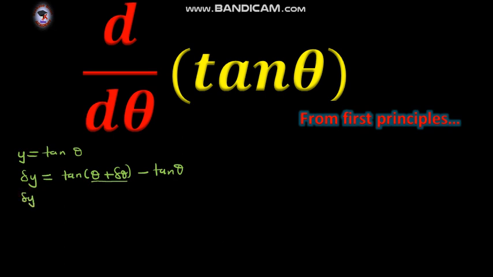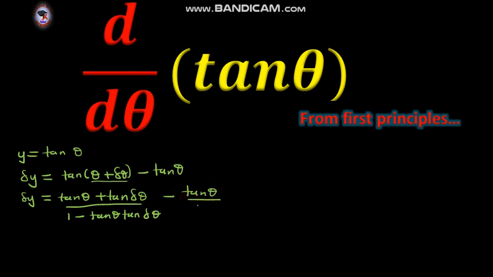Now we shall expand this tan of (theta plus a small change in theta), and we shall have a small change in y as tan theta plus tan of the small change in theta, all over 1 minus tan theta times tan of the small change in theta, minus tan theta over 1. From there we are going to expand and factor out some things. So we get the LCM, and it's 1 minus tan theta tan of the small change in theta.